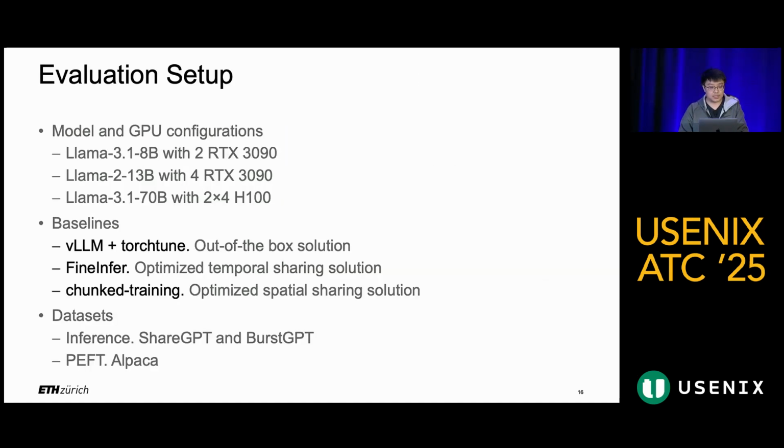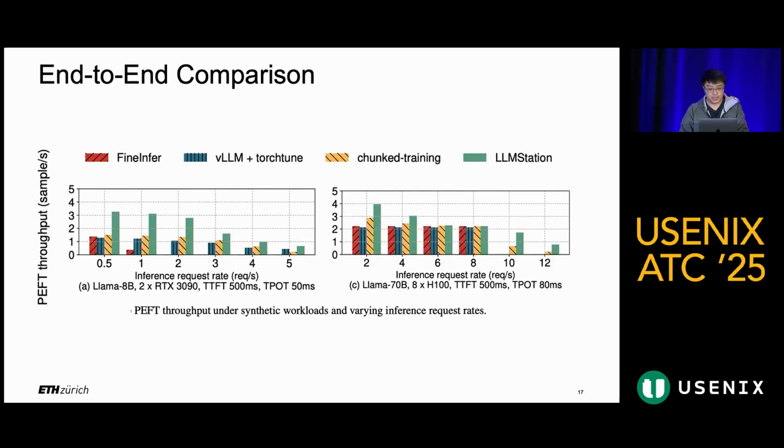Then we do some experiments to evaluate the effectiveness of our system. We compare against an out-of-the-box solution, vLLM with PyTorch torchtune, an optimized temporal sharing solution, PhiInfer, and an optimized spatial sharing solution, trunk chaining. We use some popular open source datasets and traces. Our first experiment evaluates the PFT throughput that different systems can achieve at different inference request rates under commonly used SLO targets.